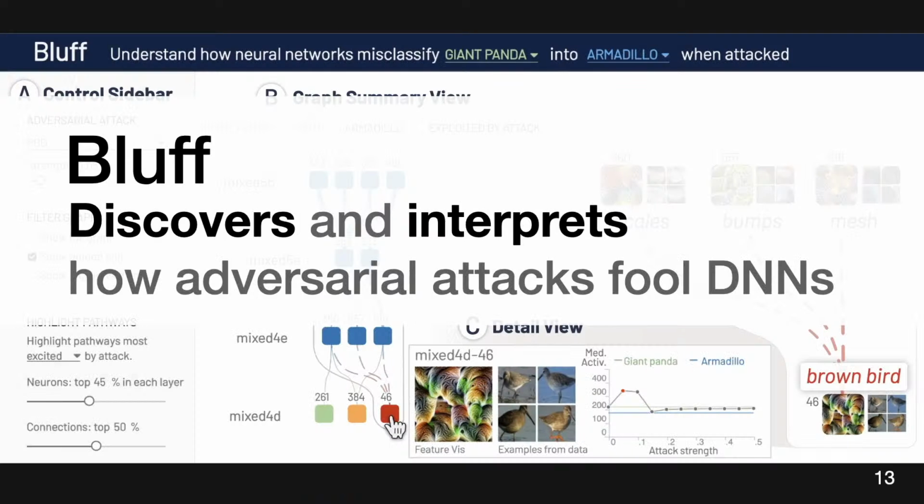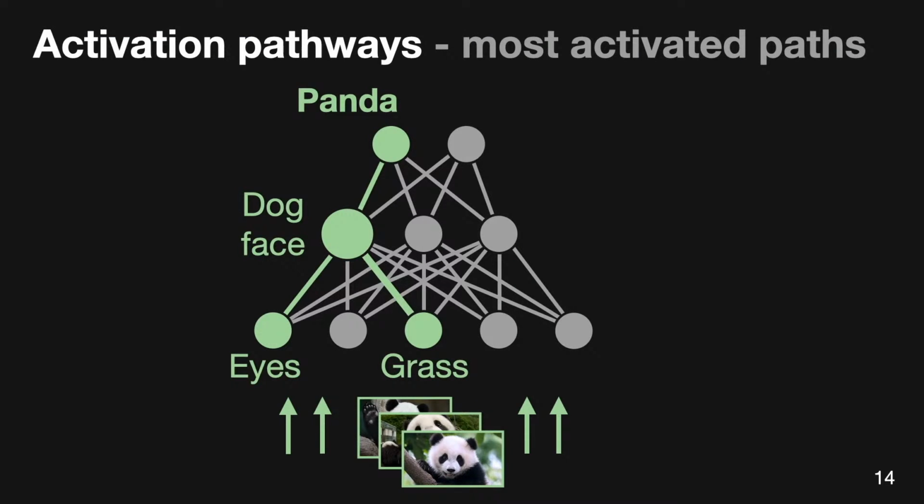We present BLUF, an interactive visualization tool for discovering and interpreting how adversarial attacks mislead DNNs into making incorrect predictions. Our main idea is to visualize activation pathways within a DNN traversed by the signals of input data. For given input data, an activation pathway consists of neurons that are highly activated and the most influential paths. Activation pathways represent what features are detected and how those features are related to contribute to the final prediction.